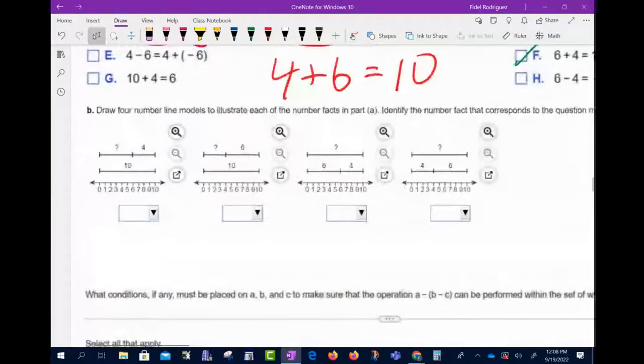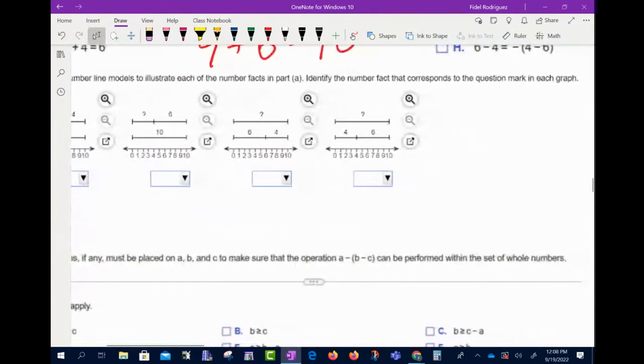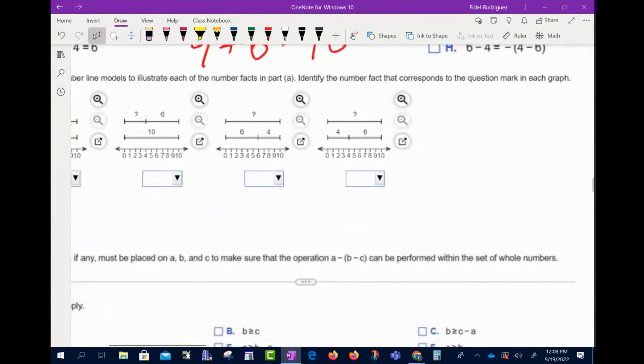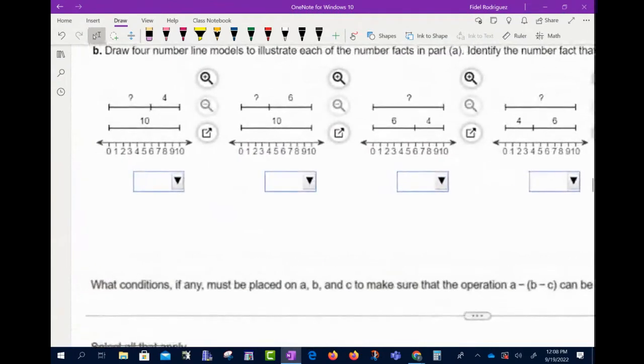Okay, now I'm going to zoom in here, and it says, draw number line models to illustrate that each of the number facts in part A identifies with a number fact that corresponds to the graph, to the question mark in each graph. So let's take a look. What number would I have to put here so that this makes sense? Think about that takeaway model. If we took 10 and took away 4, we'd be left with what number? Anyone know?